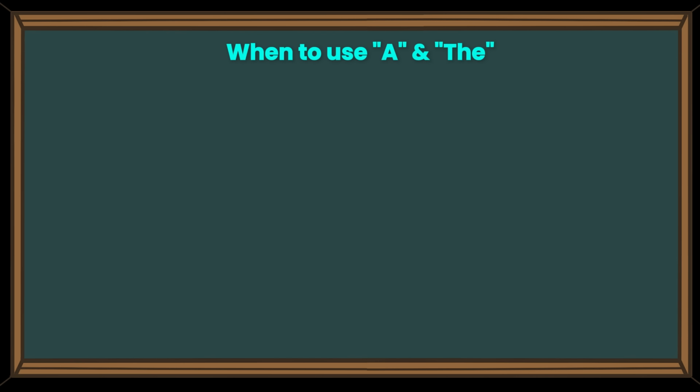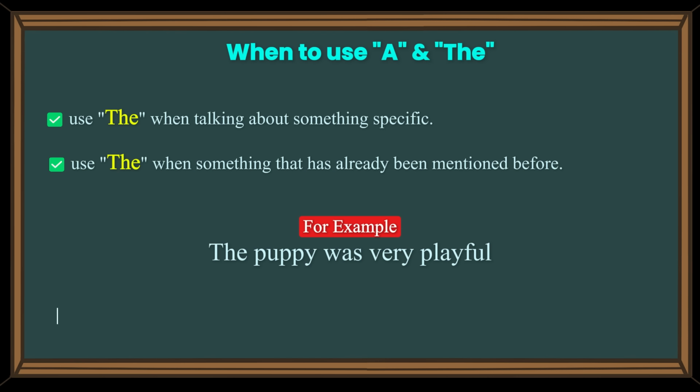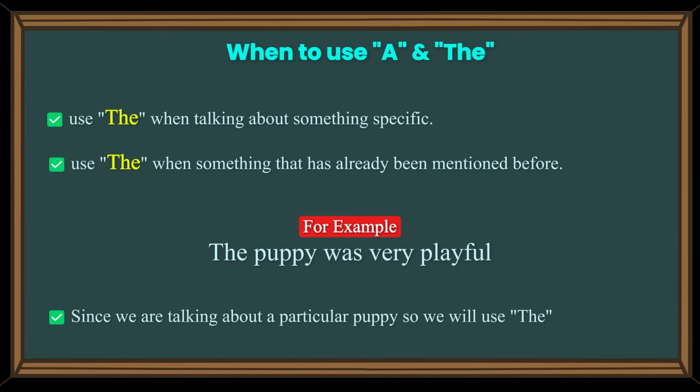Now let's look at when to use the. So we use the when talking about something specific or something that has already been mentioned before. For example, the puppy was very playful. So in this case, we are talking about a particular puppy. Basically, it is the same puppy that we have already mentioned earlier.